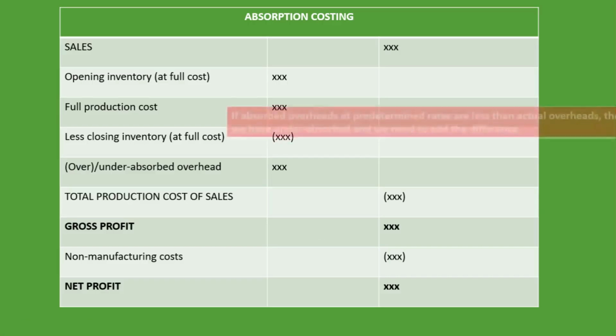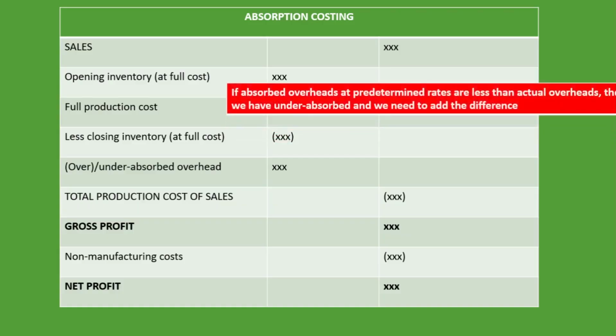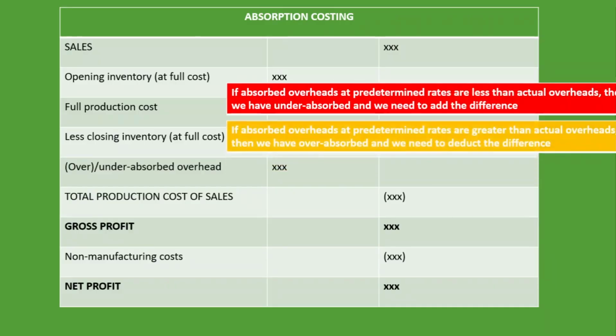But here's something to remember: if absorbed overheads at predetermined rate are less than actual overheads, then we have under absorbed and we need to add the difference. But if absorbed overheads at predetermined rates are greater than actual overheads, then we have over absorbed and we need to deduct the difference. So that is the key thing with over or under absorption of overheads, which we do when we are using the absorption costing method.